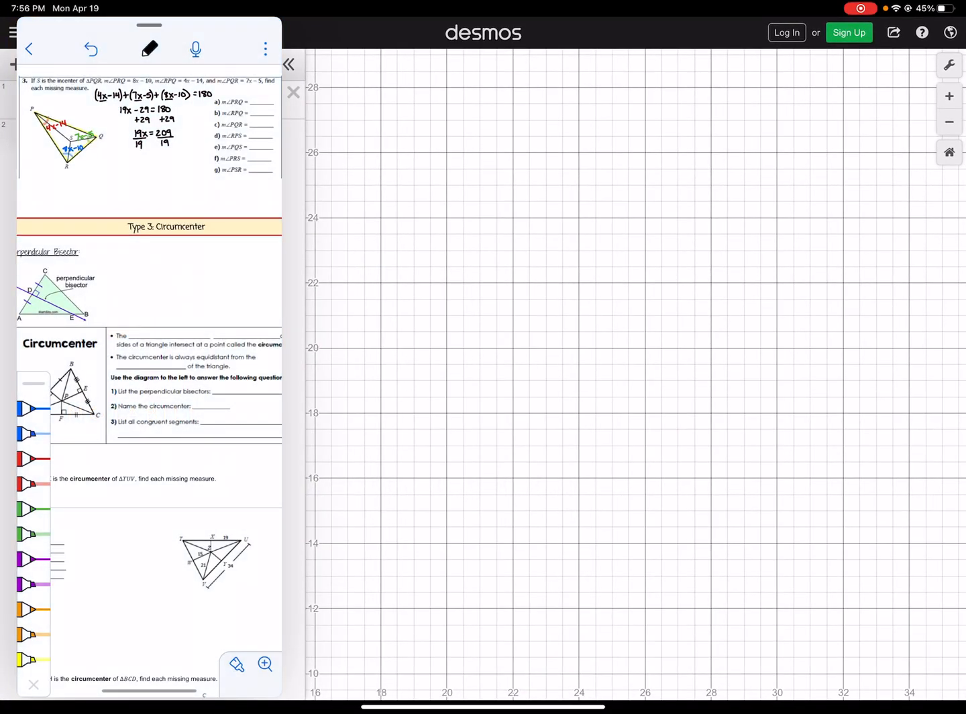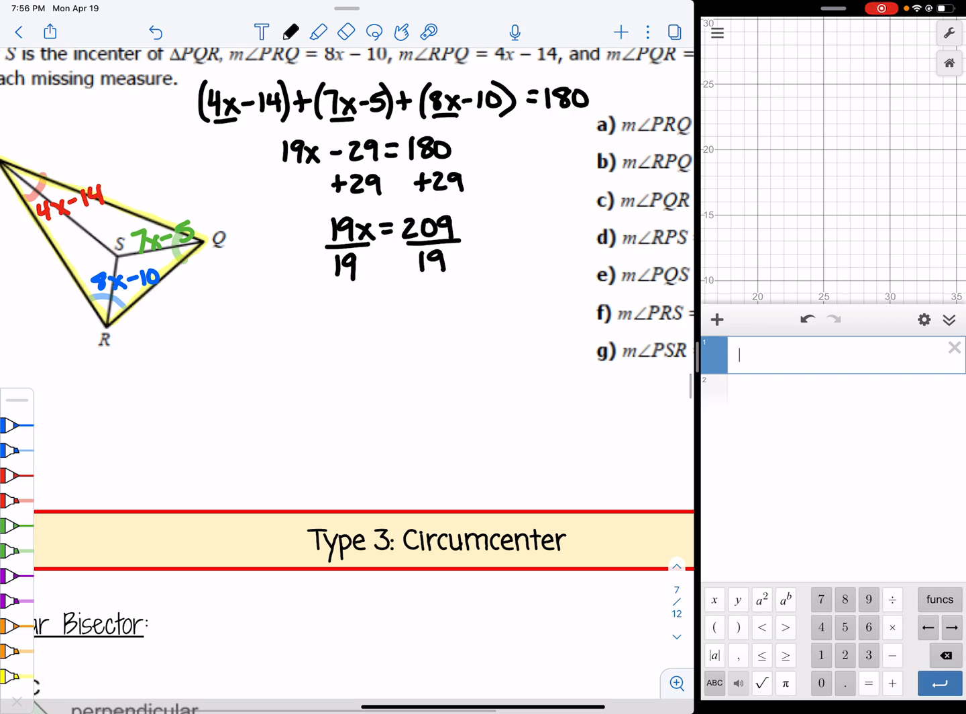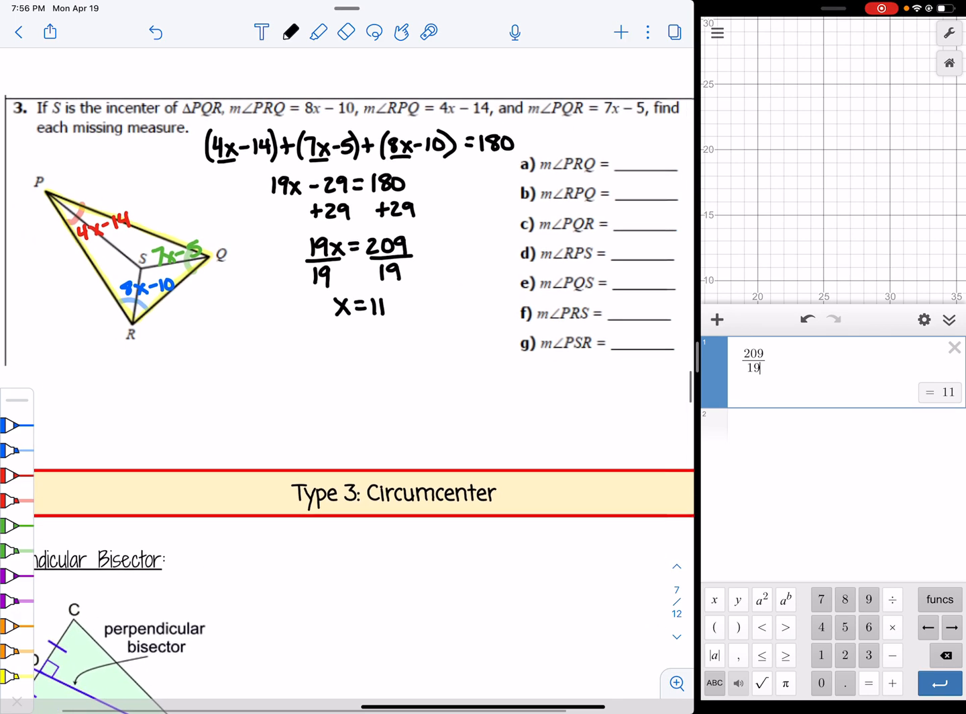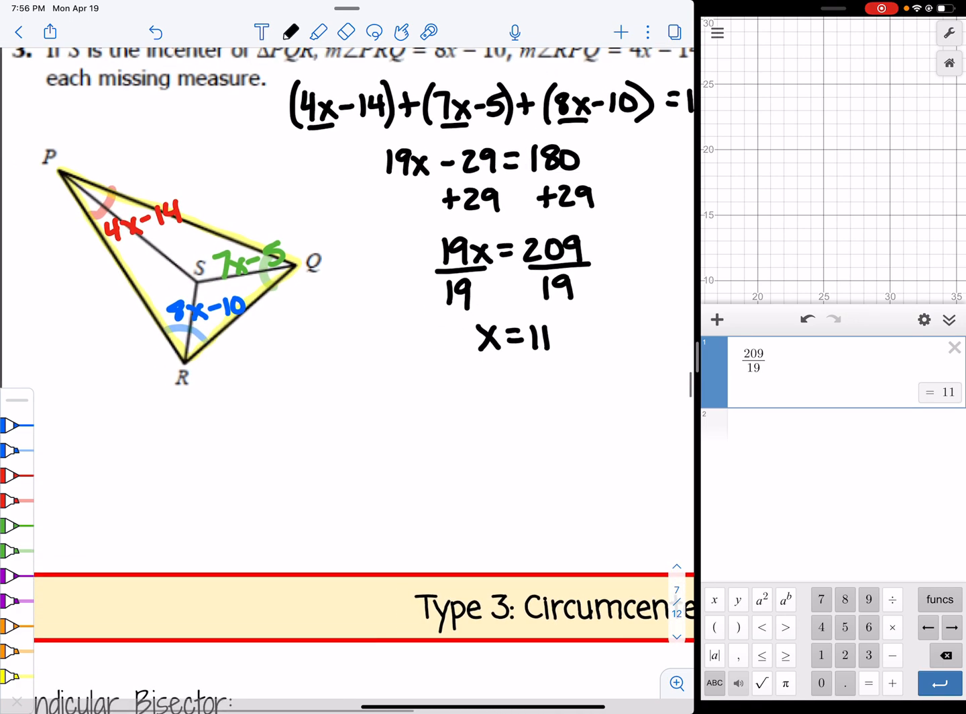Let's see. Okay, so 209 divided by 19 is 11. So if x equals 11, it's going to help us answer the questions, but we don't have any angles yet. So we've got to plug it back in.